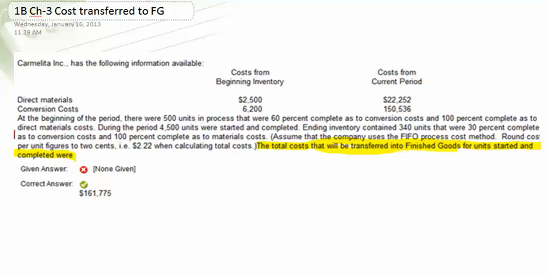We're being asked the total cost that will be transferred into finished goods for units started and completed. So all we're looking at is the started and completed when we do our calculation, our ultimate answer.